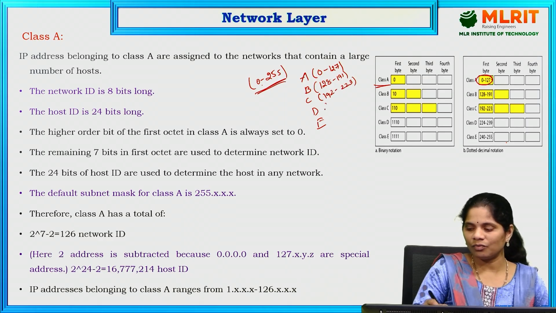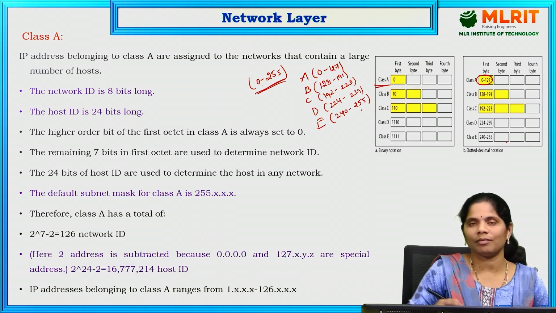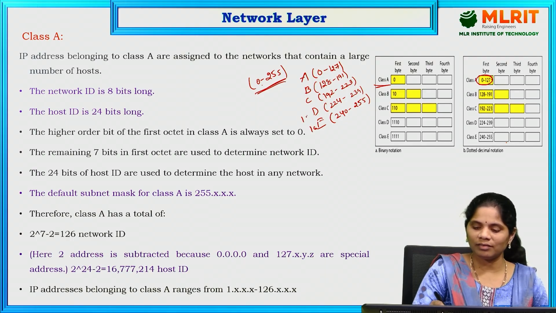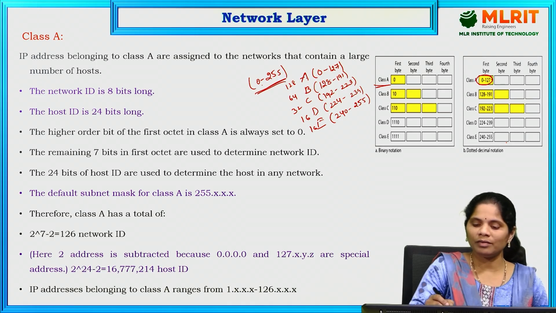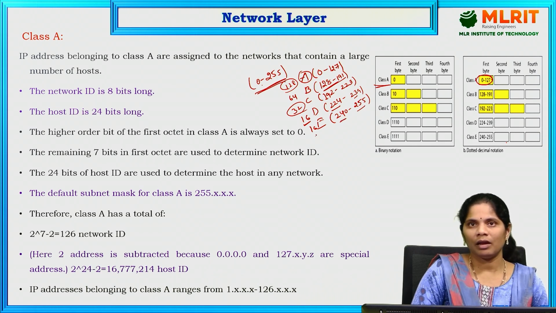Coming to class D, the range is 224 to 239. And class E has the range 240 to 255. This is how we divide the classes. Here the difference is: class A is 128, class B is 64, class C is 32, class D is 16, and class E is 16. Like this we allocate the 0 to 255 range.